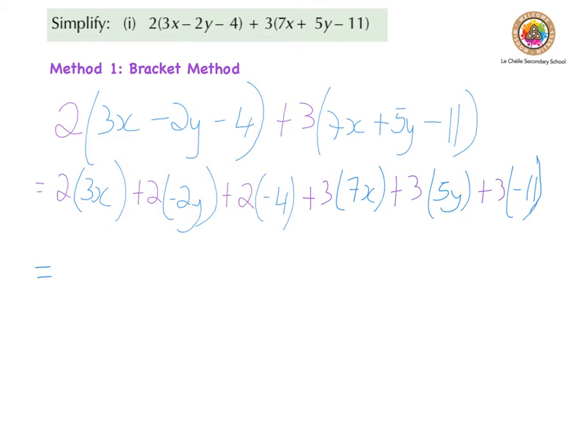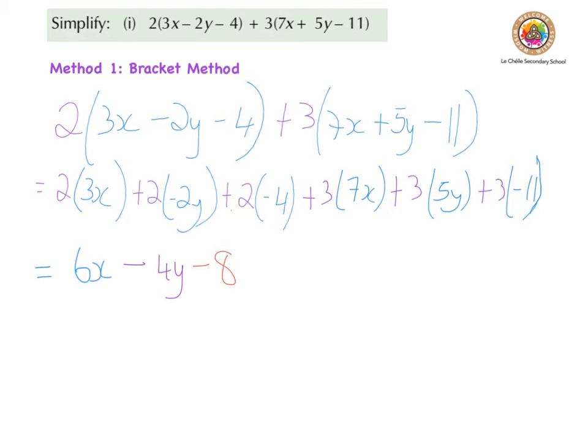So, 2 multiplied by 3x, that gives us 6x. 2 by minus 2y, well, 2 by 2y gives us 4y. And then our major rule for this moment, a positive by a negative gives us a negative. Similarly here, we have 2 by 4, that gives us 8, and a positive by a negative gives us a negative.